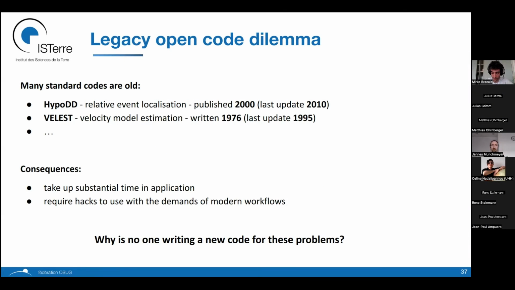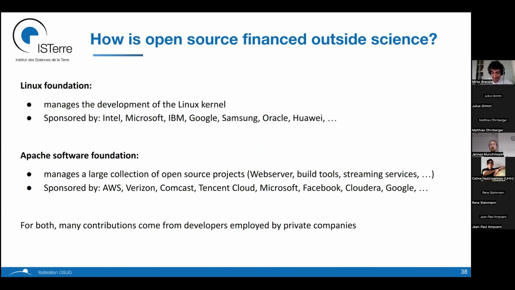And now I think it's interesting to see how this works actually outside science. And that's what I want to talk about, how open source is financed outside science. If we look at the big open source projects, for example, Linux. Linux is managed by the Linux Foundation, so the Linux kernel. And the Linux Foundation is sponsored by Intel, Microsoft, IBM, Google, Samsung, Oracle, Huawei, all the big players.